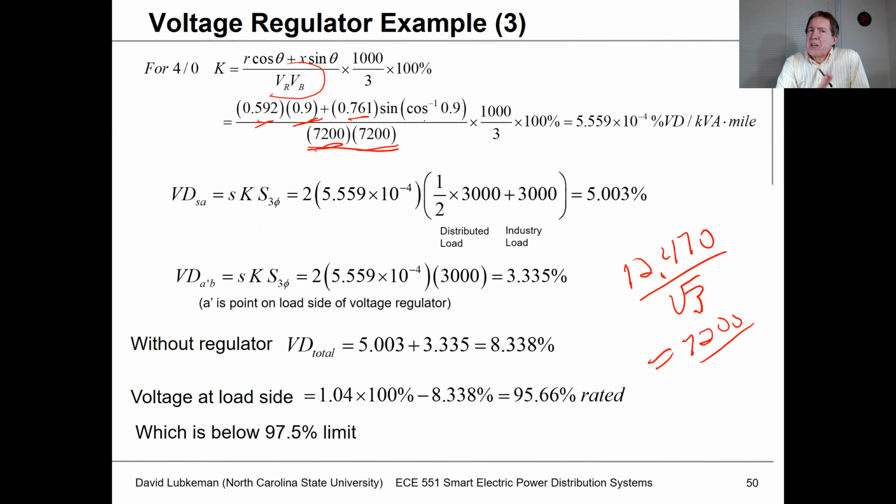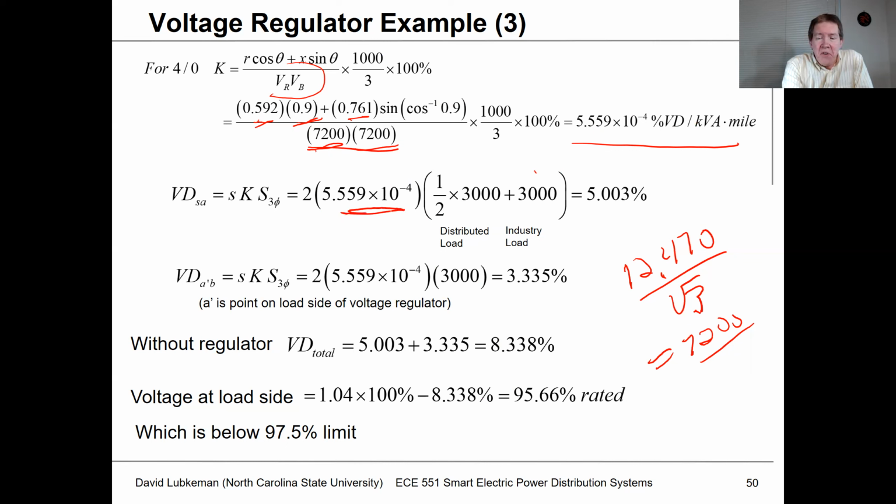So if you were going to get a new voltage value based on this, we don't correct this. We don't do this iteratively. This is always going to be at nominal. And again, what we're doing is linearizing around nominal voltage. We're kind of doing a constant current load calculation. So anyway, I'm going to get this K factor, which is going to have units of percent voltage drop per kVA mile, and it's going to have a value of 5.559 times 10 to the minus fourth.